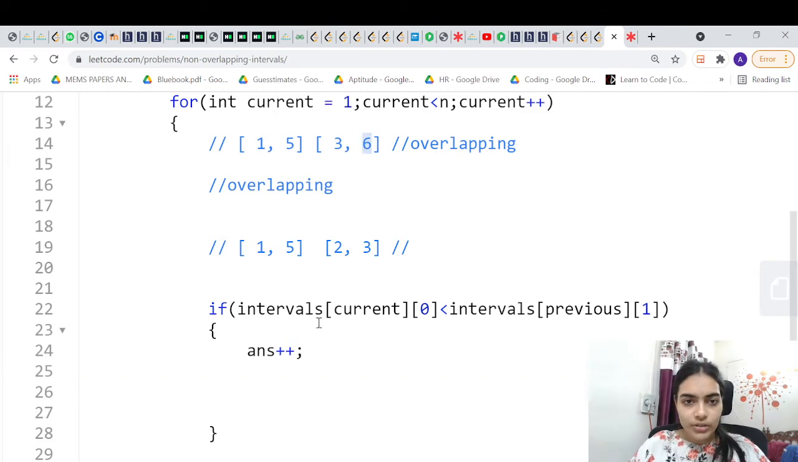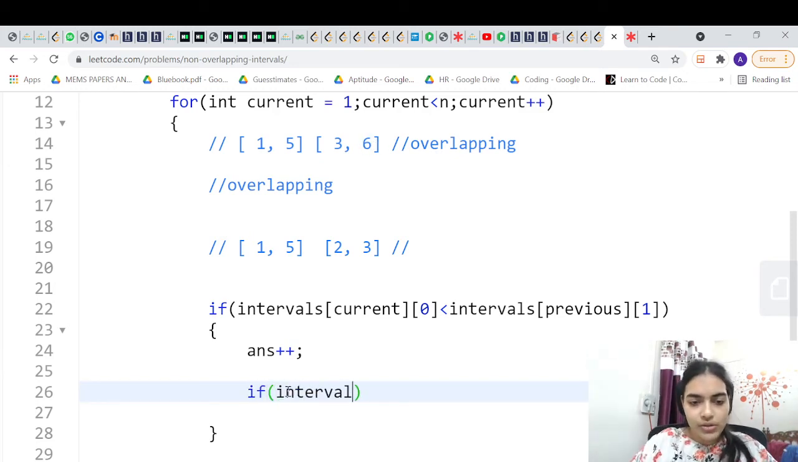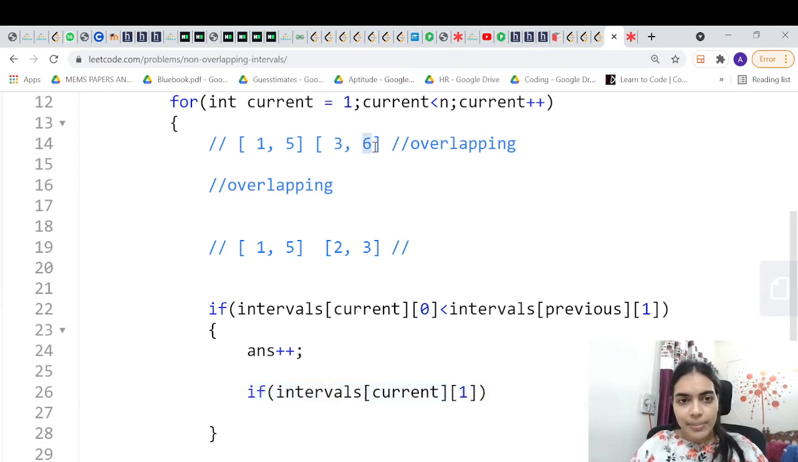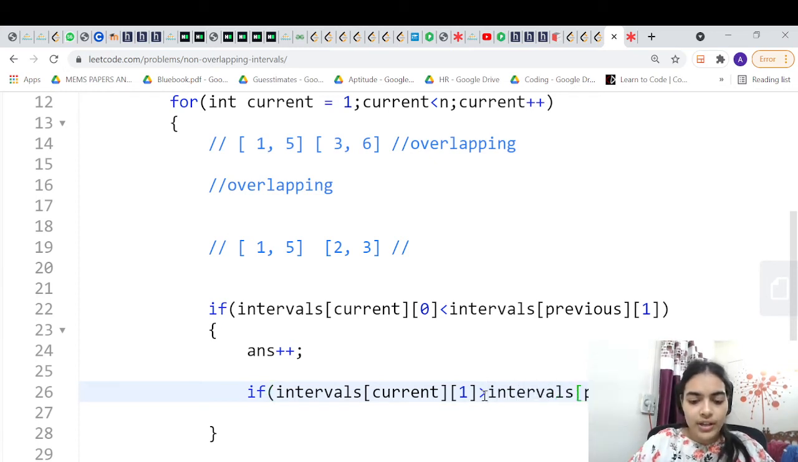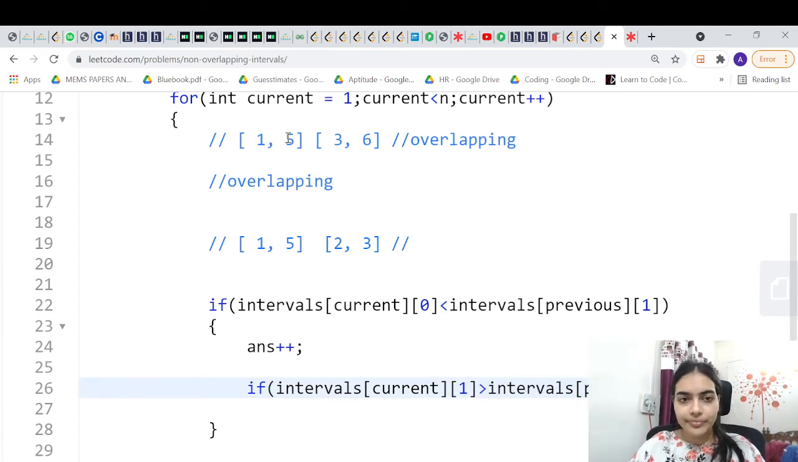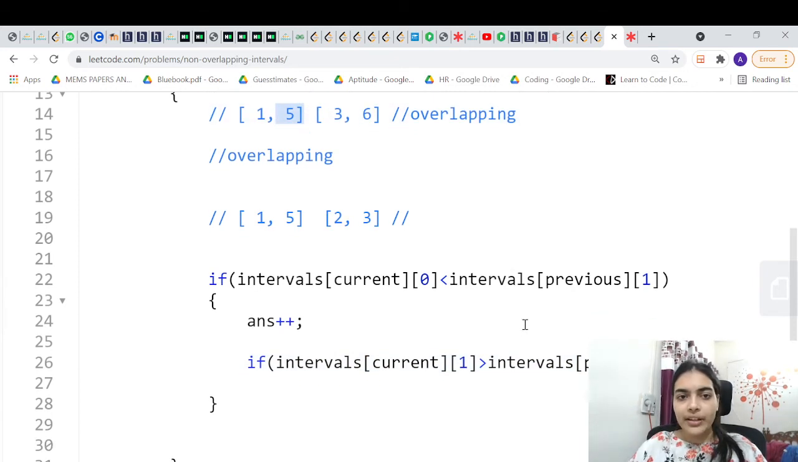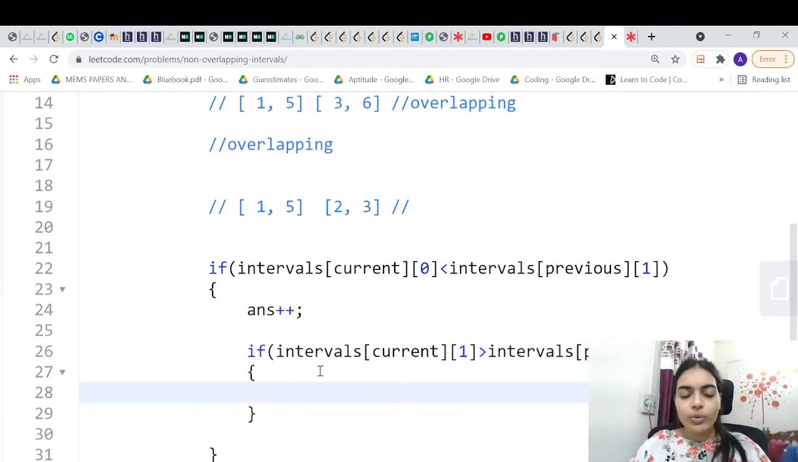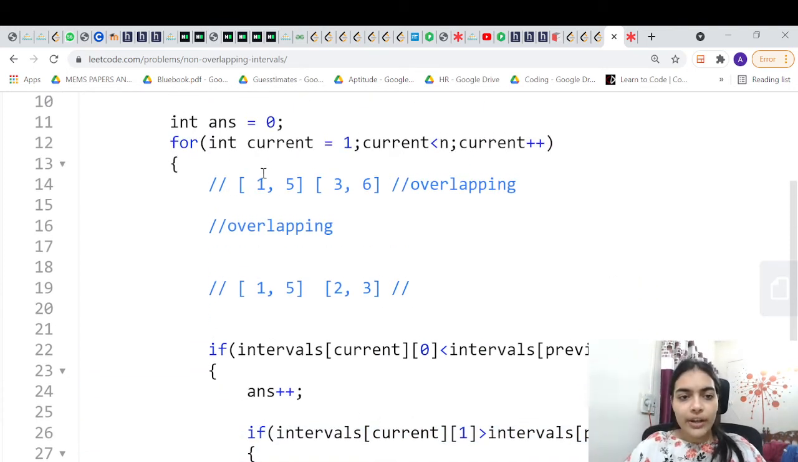So what is the logic? Just compare this value. If intervals of current of 1, for example 6, compared with this, is greater than intervals of previous of 1, so you are basically comparing 6 and 5. You're comparing the end elements of both of them. If this is the case, which interval are you going to delete? You are going to delete this particular interval, the interval 3 comma 6.